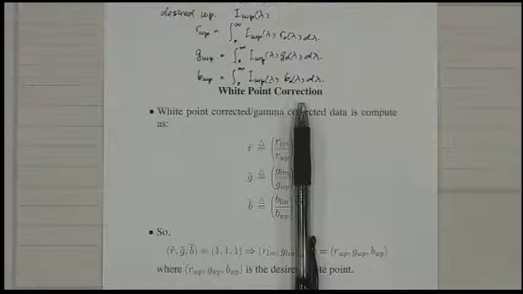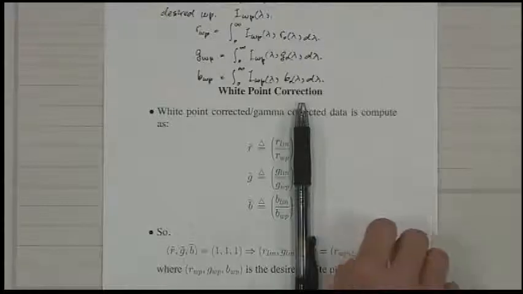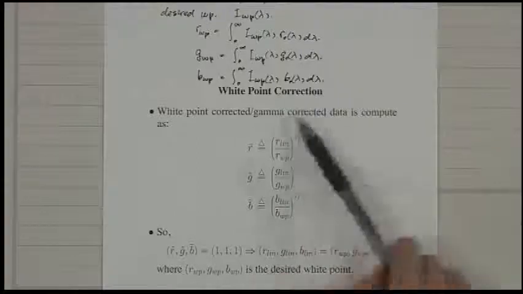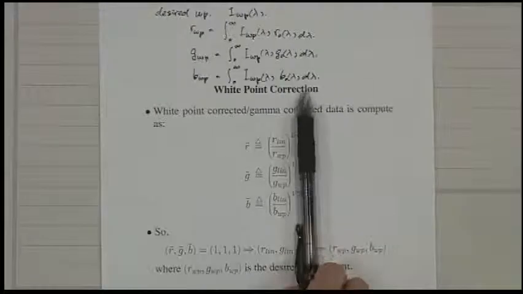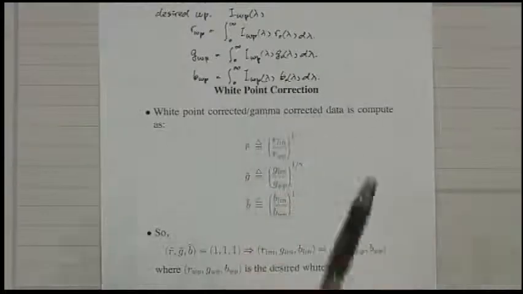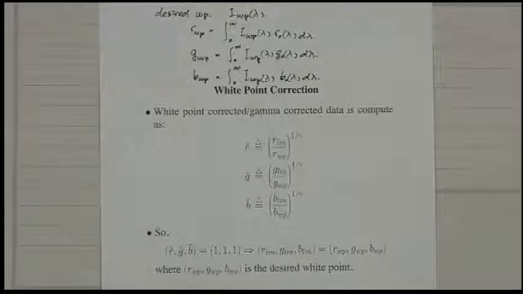An important point to make here is that when we are doing this kind of normalization, we need to make sure that all these RGB values are in the linear energy space. So if your data has been gamma corrected, then you have to invert the gamma correction before you do this kind of white point correction. And if you need to gamma correct your result, you have to do the normalization first, and after that do the gamma correction. So you should not change the order of these two operations.